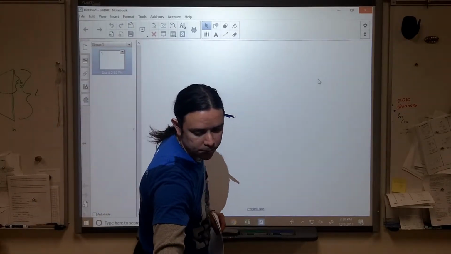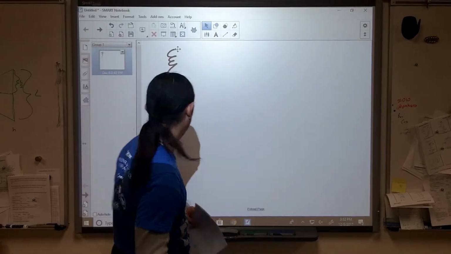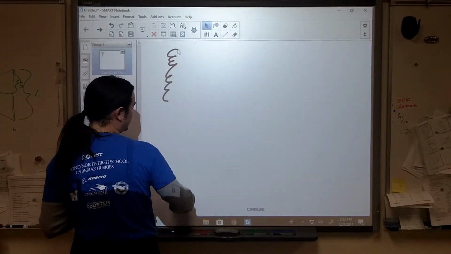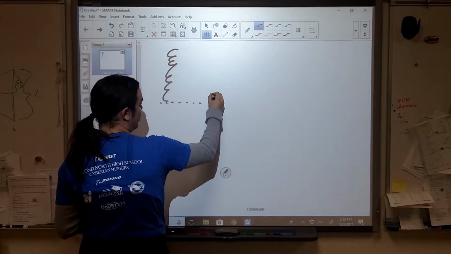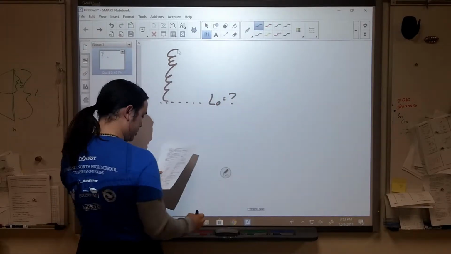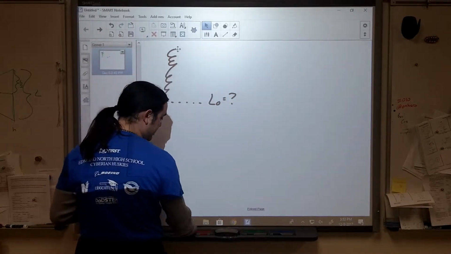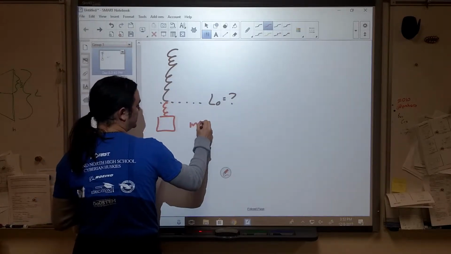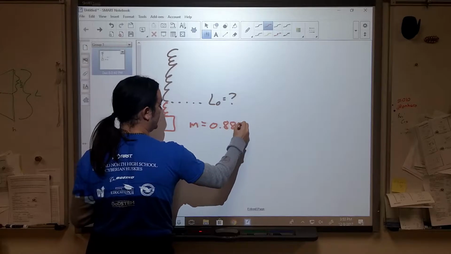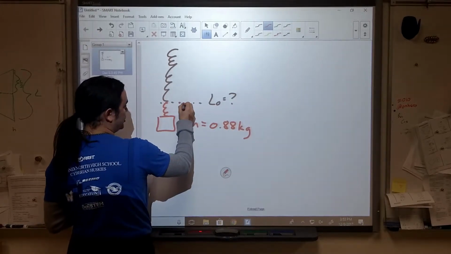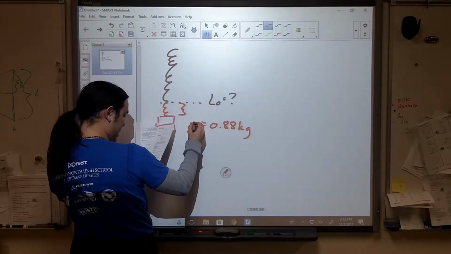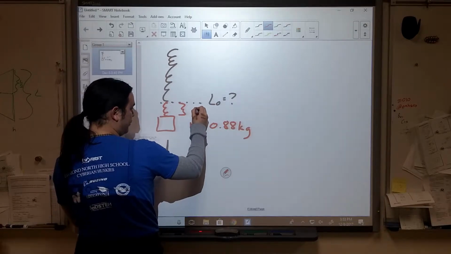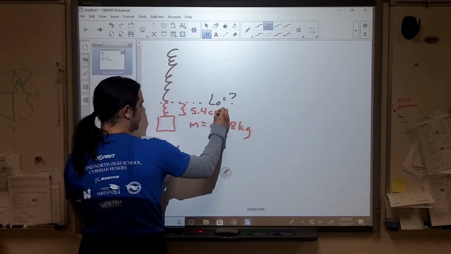Helps if I unfreeze this. There we go. We've got a spring here, and it has some natural length that we may or may not know. Natural length of question mark. It doesn't actually tell us. It does say that if we hang a mass equal to 0.88 kilograms, the spring stretches out by a value of 5.4 centimeters.